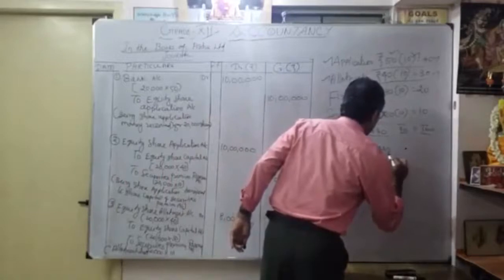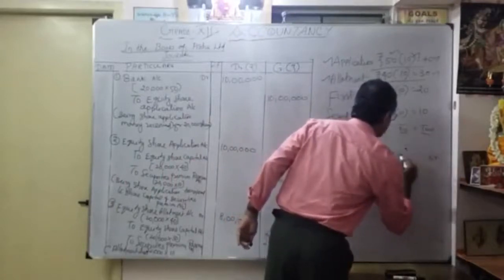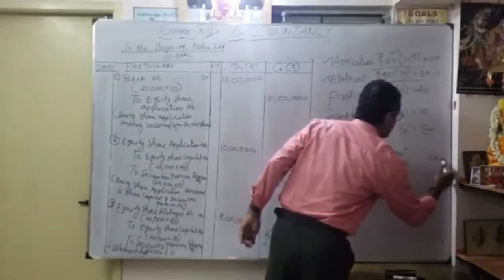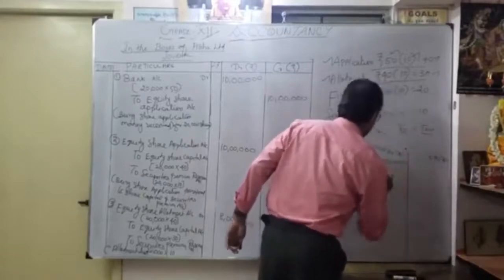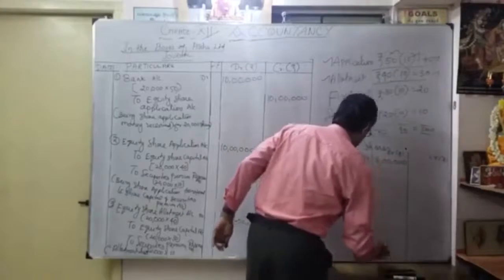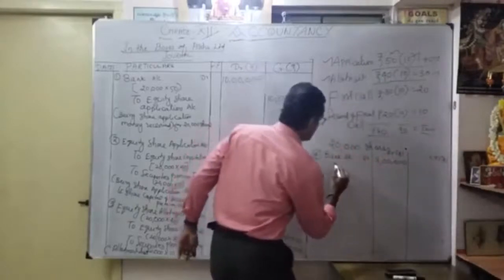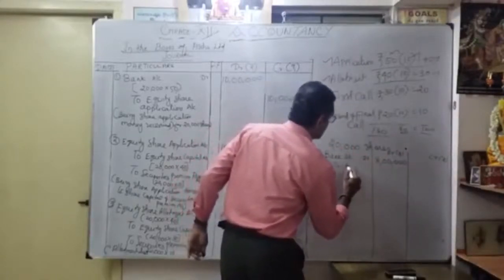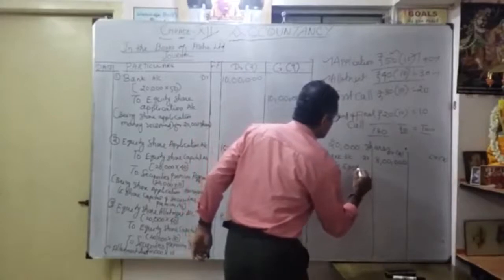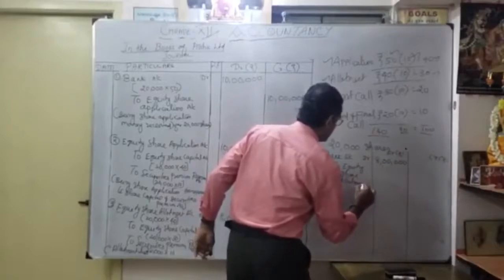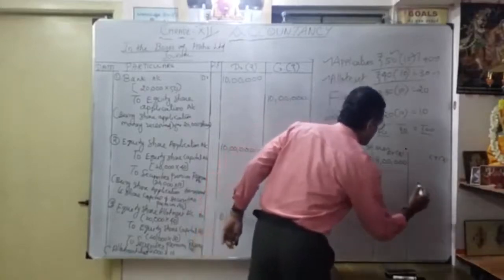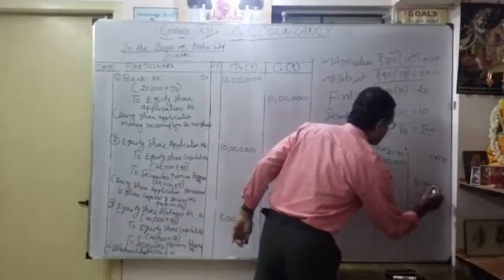To here I put debit, credit. So the line is very important. So kindly you have to draw. Okay, that is very, very important. So bank account debit to equity share allotment account. How much? 8 lakhs.